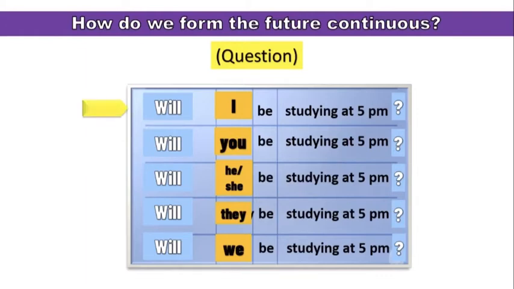Will I be studying at 5 p.m.? Will you be studying at 5 p.m.? Will he be studying at 5 p.m.? Will she be studying at 5 p.m.? Will they be studying at 5 p.m.? Will we be studying at 5 p.m.?